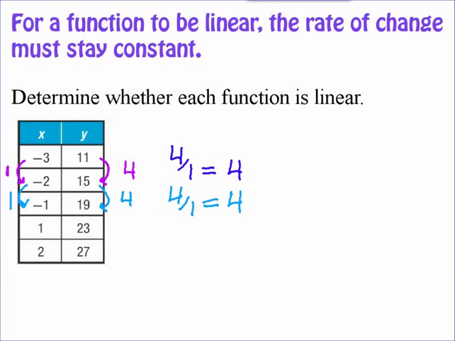Let's look at the next one. What do you do from here to here? Subtract, and what do you get? 4. What do you get when you subtract those? 1 minus negative 1. 2. So my rate of change there would be 4 over 2, which is 2. So is this function linear? No, it's not, because this 2 screwed everything up.